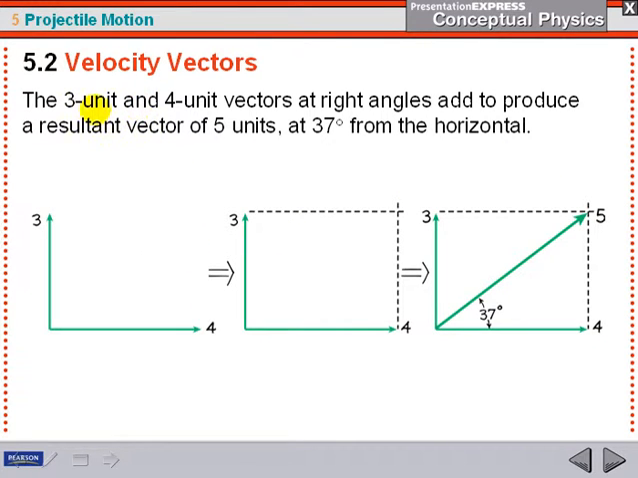And here we are again. We're talking about a 3, 4, 5 triangle right here. This is a special version. We know that it's 37 degrees from the horizontal. Anything where we get 3, 4, 5, like a 9, 16, 25, we know we can use this rule.